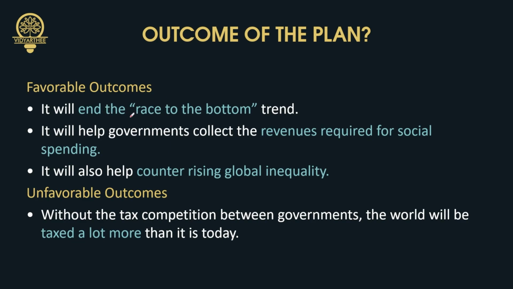Now, what are the expected outcomes of the plan? Favorable outcomes: it will end the race to the bottom trend. It will help governments to collect revenues required for social spending. It will also help counter rising global inequality. Now, what are the unfavorable outcomes? Without the tax competition between governments, the world will be taxed a lot more than it is today.